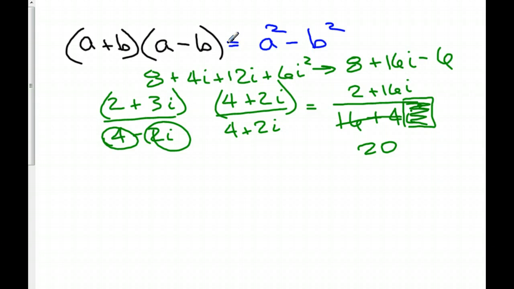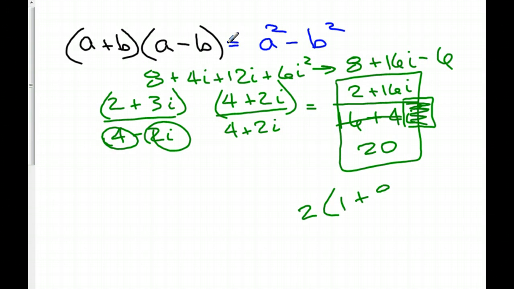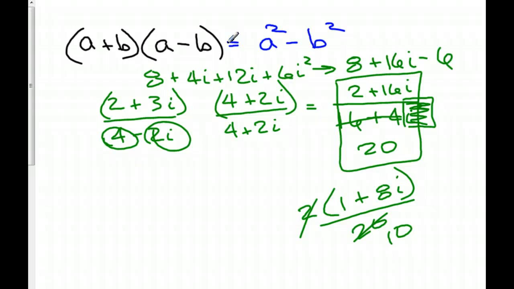Would you go any farther than that? What I would do with this here, the 16 and the 20, I would factor out a 2, and get 1 plus 8i over 10.